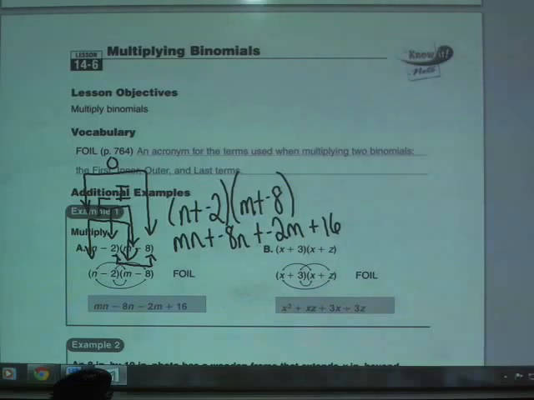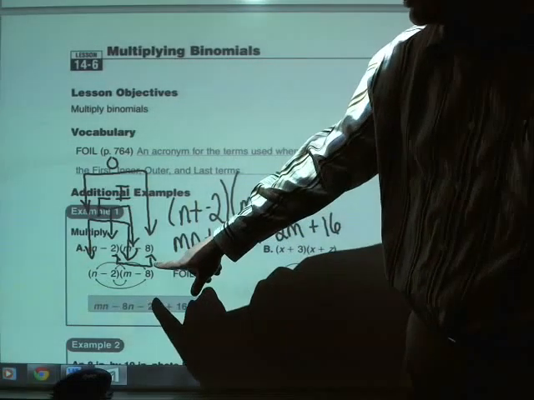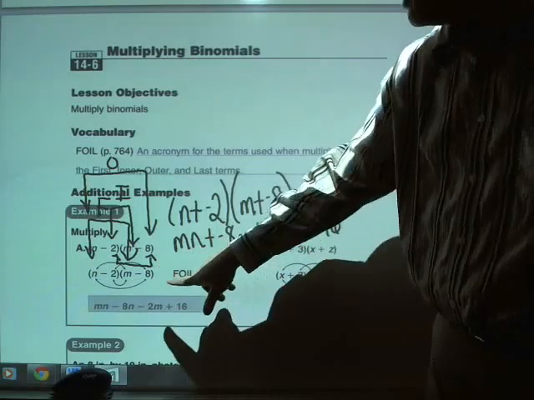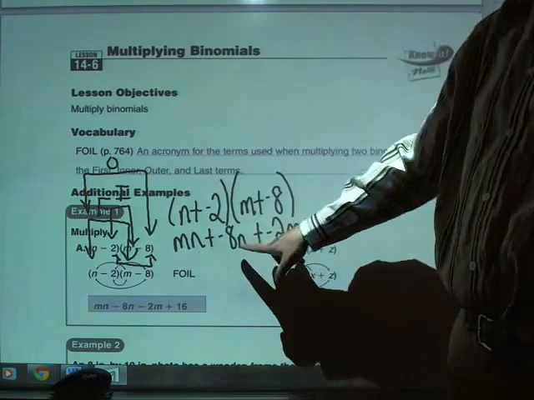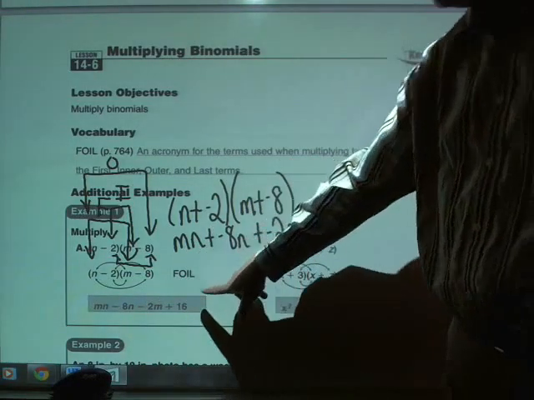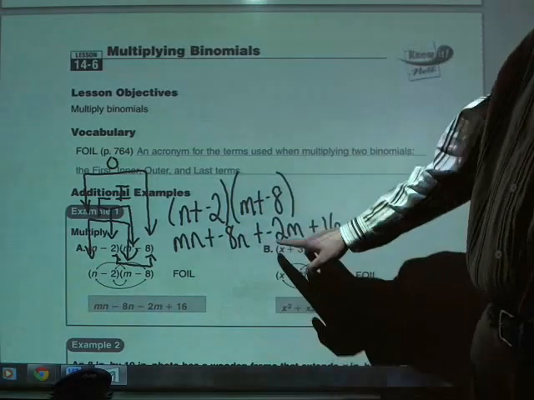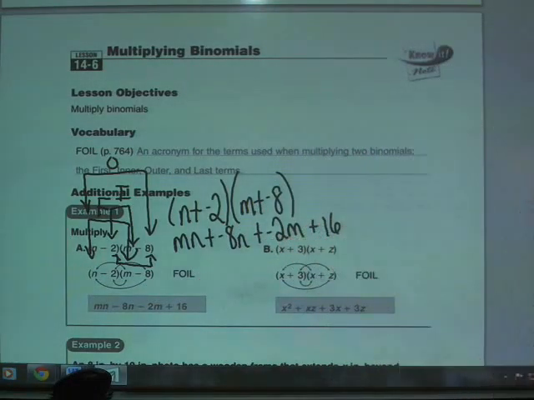Again, the reasoning is we got rid of the subtraction so we don't make a sign mistake. Here you can see they wrote minus 8n. Here instead we wrote plus negative 8n. Here they wrote minus 2m. Instead they wrote plus negative 2m. But it's the same thing. You know that 3 minus 4 would be the same as 3 plus negative 4. And that's exactly what they've done.